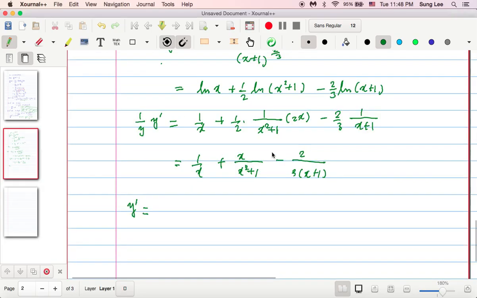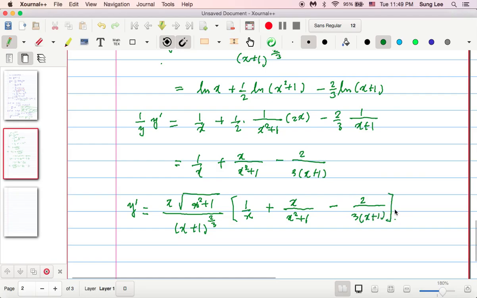So the final answer in this case is going to be x times square root of x squared plus 1 over x plus 1 to the power 2/3. Okay, and then multiply by 1 over x plus x over x squared plus 1 minus 2 over 3 times x plus 1.